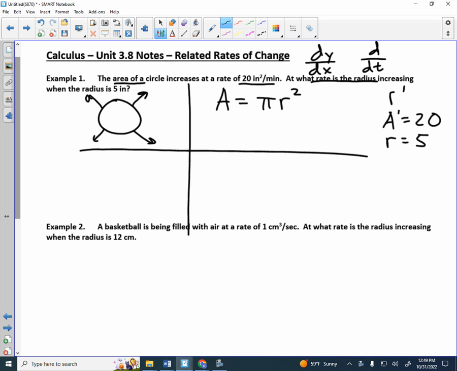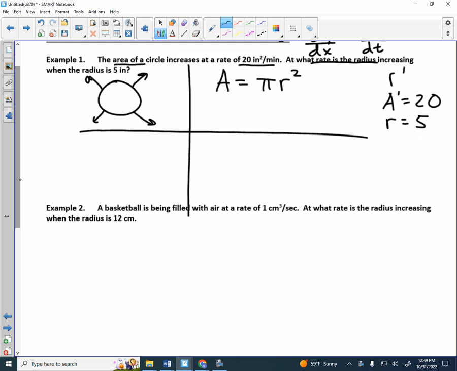So in the first box, I like to draw the picture of what's happening and understand it. In the second one, I like to write down the formula that I'm going to use along with the givens and the unknowns. And in this box, I like to take my derivative. So we're going to take the derivative with respect to time of area equals pi r squared.